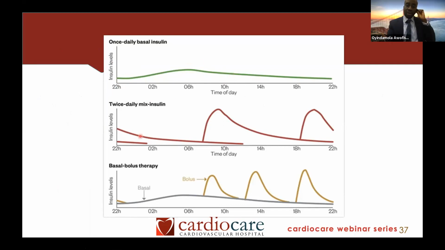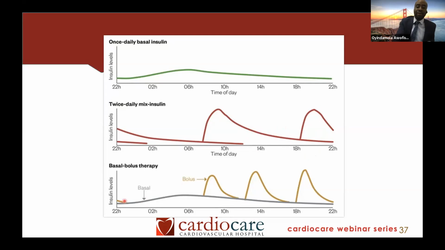Okay, the second graph is that of a twice daily premixed insulin. Okay, so we have that here. There's a surge of the short-acting component. This graph is not really showing the smaller hump or smaller surge of the longer acting components. Okay, but basically it works like this for that.